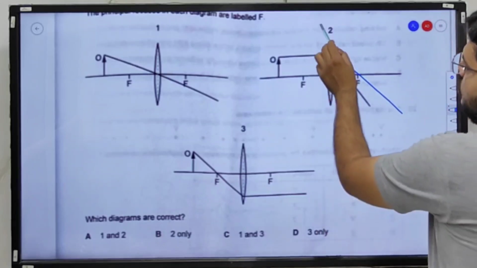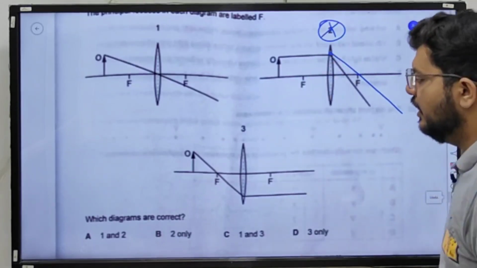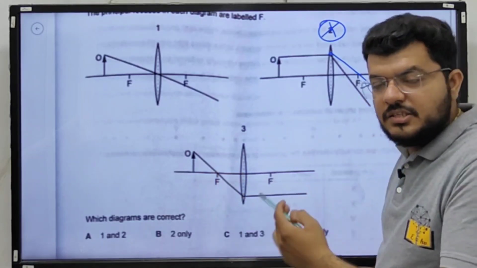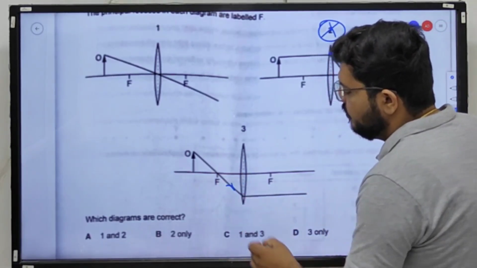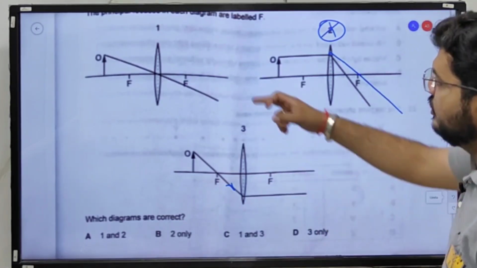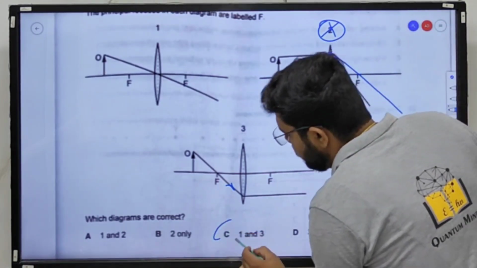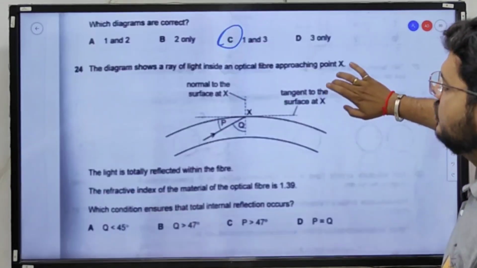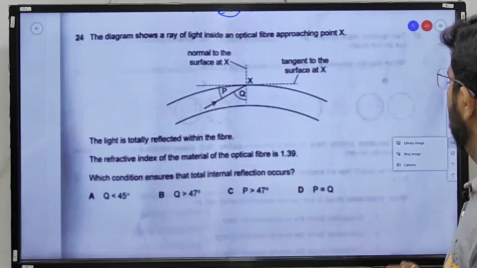This does not. So 2 is definitely incorrect. And in the third one, as if the ray had started from the focus, if it passes through the lens, it becomes parallel to the principal axis, which is correct. So 1 and 3 are correct, and option C is the answer. Let's go to the next question, question number 24.